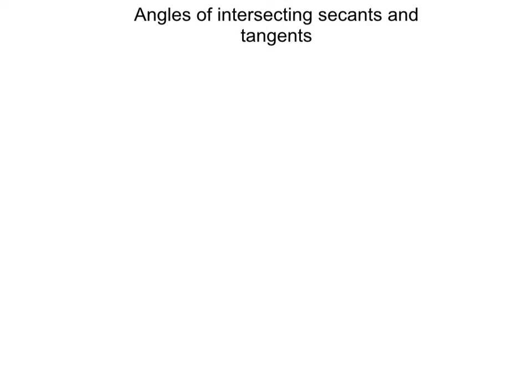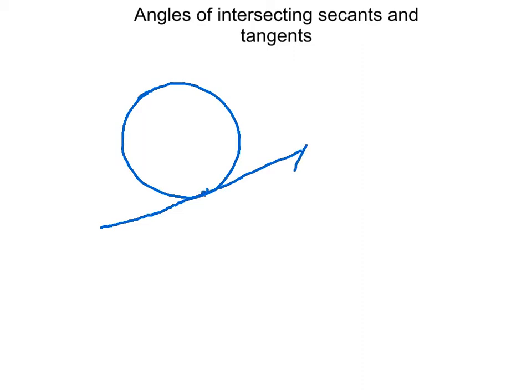This topic talks about angles of intersecting secants and tangents. Probably to get started, let's review what a tangent is and what a secant is. Both of them occur in circles. You have a circle like this, and a tangent, I call it, kisses the circle in just one little tiny spot. So that could be line L.